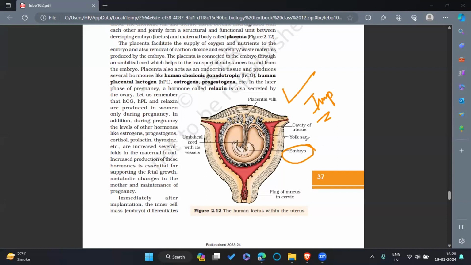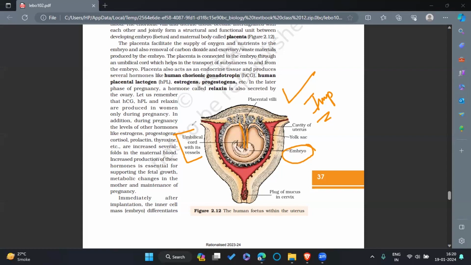So what is surrounding that thing? Number one thing you have, this is the region of the umbilical cord. Can you see this cord-like structure? This is known as the umbilical cord, and it has a lot of blood vessels inside it. And that is actually the attachment of the structure with the maternal region.